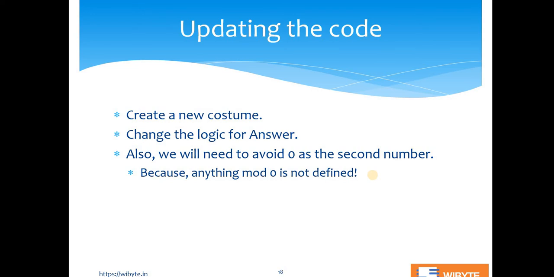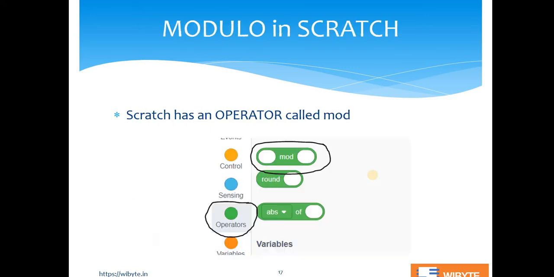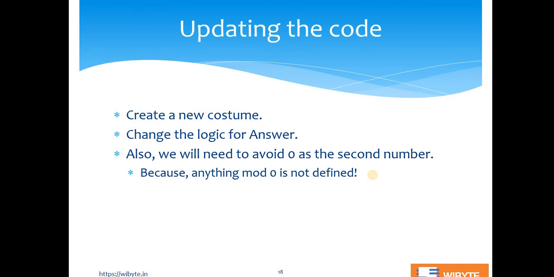Well, first things first, I'm going to create a new costume. Why do I need this? Because I must have a costume to represent this operator. I can't call it 23 plus 7 equals 2. What I want to say is 23 percentage 7 is equal to, and that's the answer I'm looking for. So I'm going to create a new costume. I'm going to change the logic for the answer, and I'll talk about the second part. We'll avoid 0 as a second number.